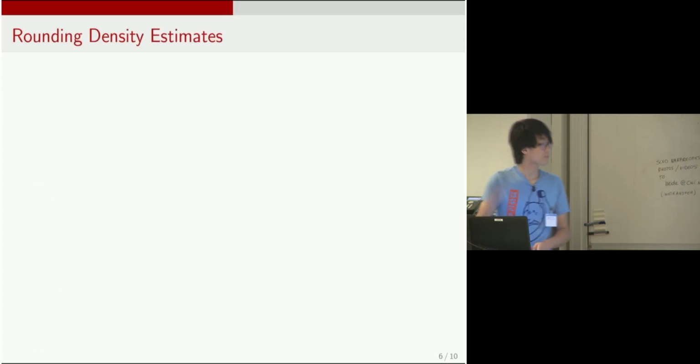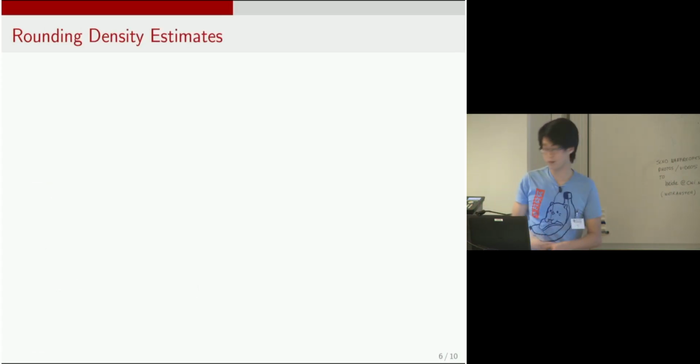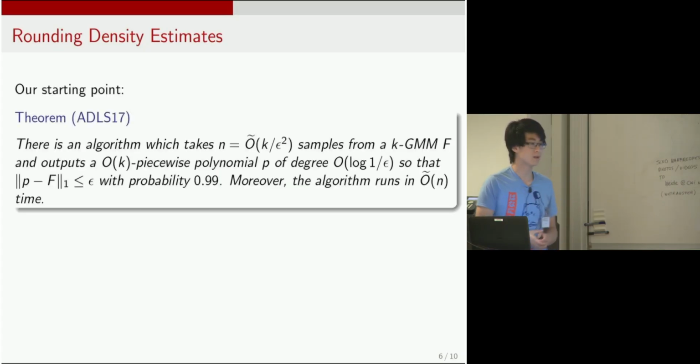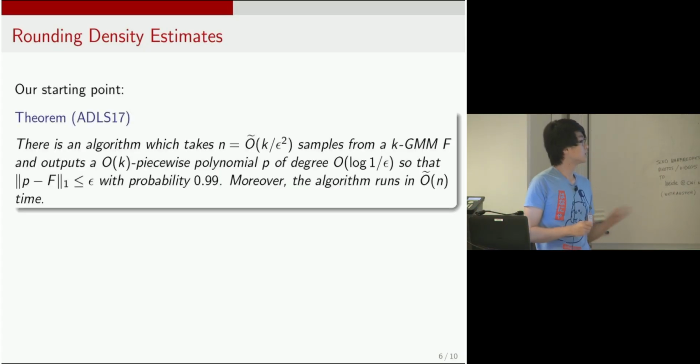So how do we do this? Our starting point is the density estimation algorithm I mentioned previously, which formally says this. There's an algorithm which takes this many samples from a KGMM and outputs specifically an O of k piecewise polynomial where each polynomial has degree log 1 over epsilon, such that the L1 or TV distance between the output P and the original distribution is less than epsilon with high probability. And moreover, this algorithm runs in nearly linear time.